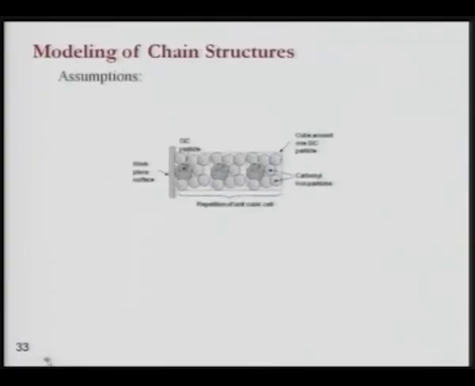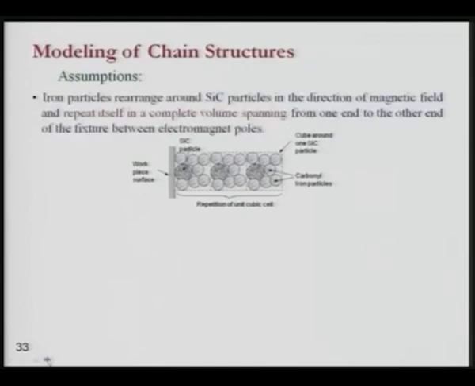Modeling of chain structure has been done. Now this kind of chain structure has been assumed. All this will depend upon the concentration of the abrasive particle and the concentration of the CIP or iron particles, and here is the SiC silicon carbide particle, and these are the iron particles or carbonyl iron particles, and you can see this is the kind of structure that has been assumed theoretically. So iron particles rearrange around silicon carbide particles in the direction of magnetic field and repeat itself in a complete volume spanning from one end to the other end of the fixture between electromagnetic poles.